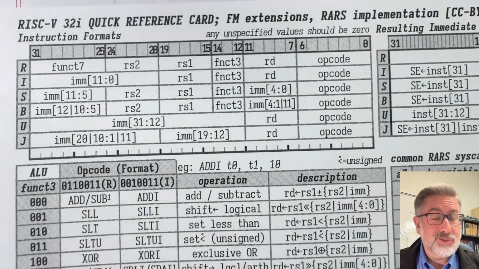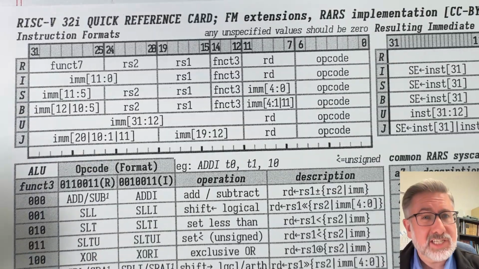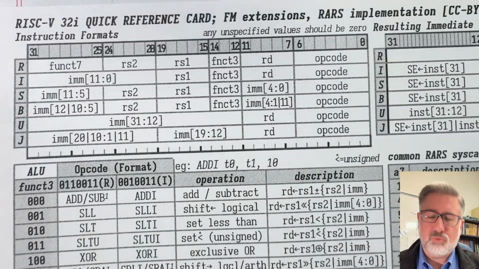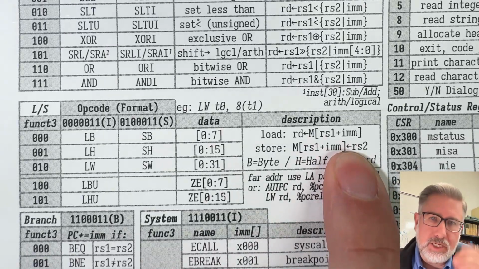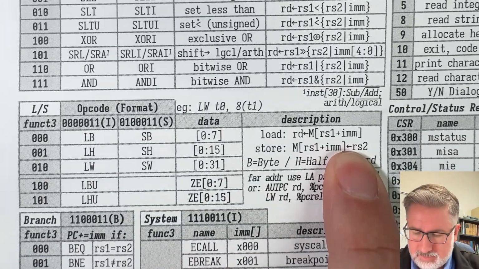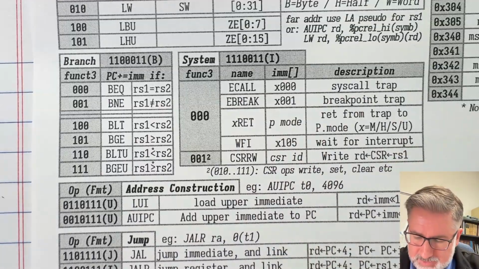A quick update to the quick reference card that I've been building. I fixed a couple errors and added a couple things, and I'm just going to walk you through it real quickly. I had a bug here. This was actually an equals. I've added an arrow there. There were a couple little things about the way that the system instructions were done that have now been fixed.